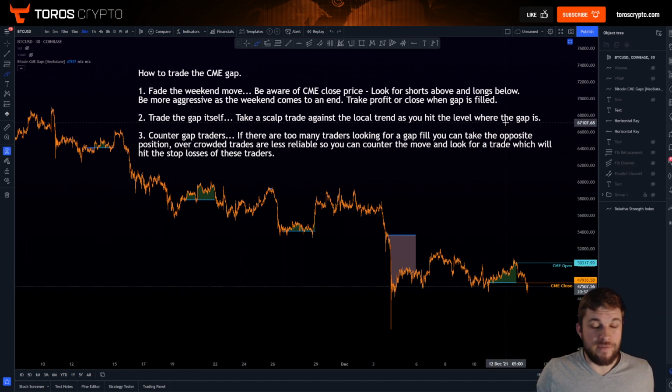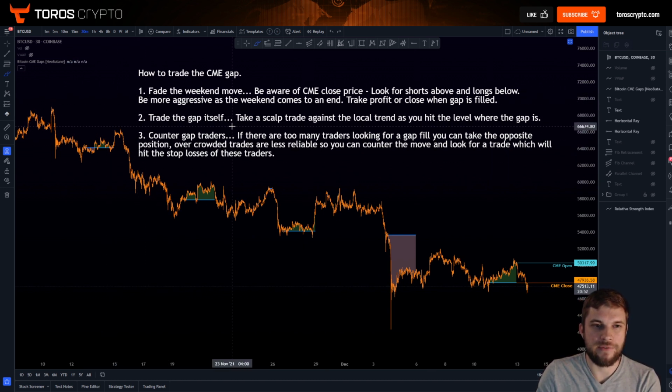Okay, so that's the first method that you can look for. The second is to trade the gap itself. So you can take a scalp trade against the local trend as you hit the level where the gap is.